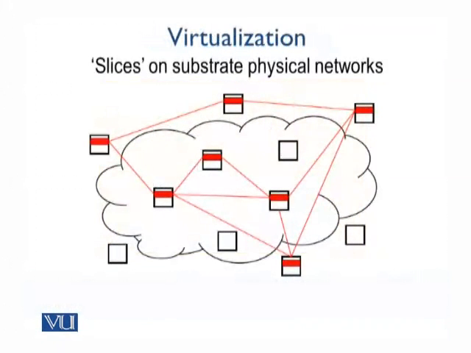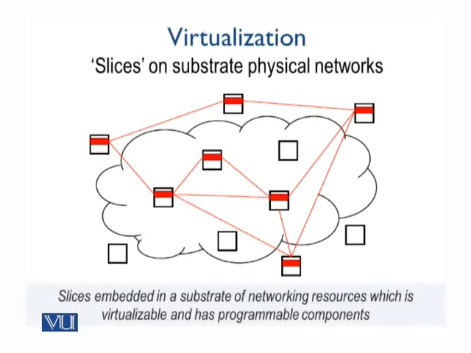It can be seen on the slide now that you have slices on substrate physical networks. So you have a physical network, and even the overlay network is then virtualized, and multiple researchers are given different portions of your PlanetLab testbed. And then these slices are embedded in a substrate of networking resources, which is virtualizable and has programmable components. So you would see that these are very important trends, the trends of virtualization and of programmability. So this is something that we learn from PlanetLab.